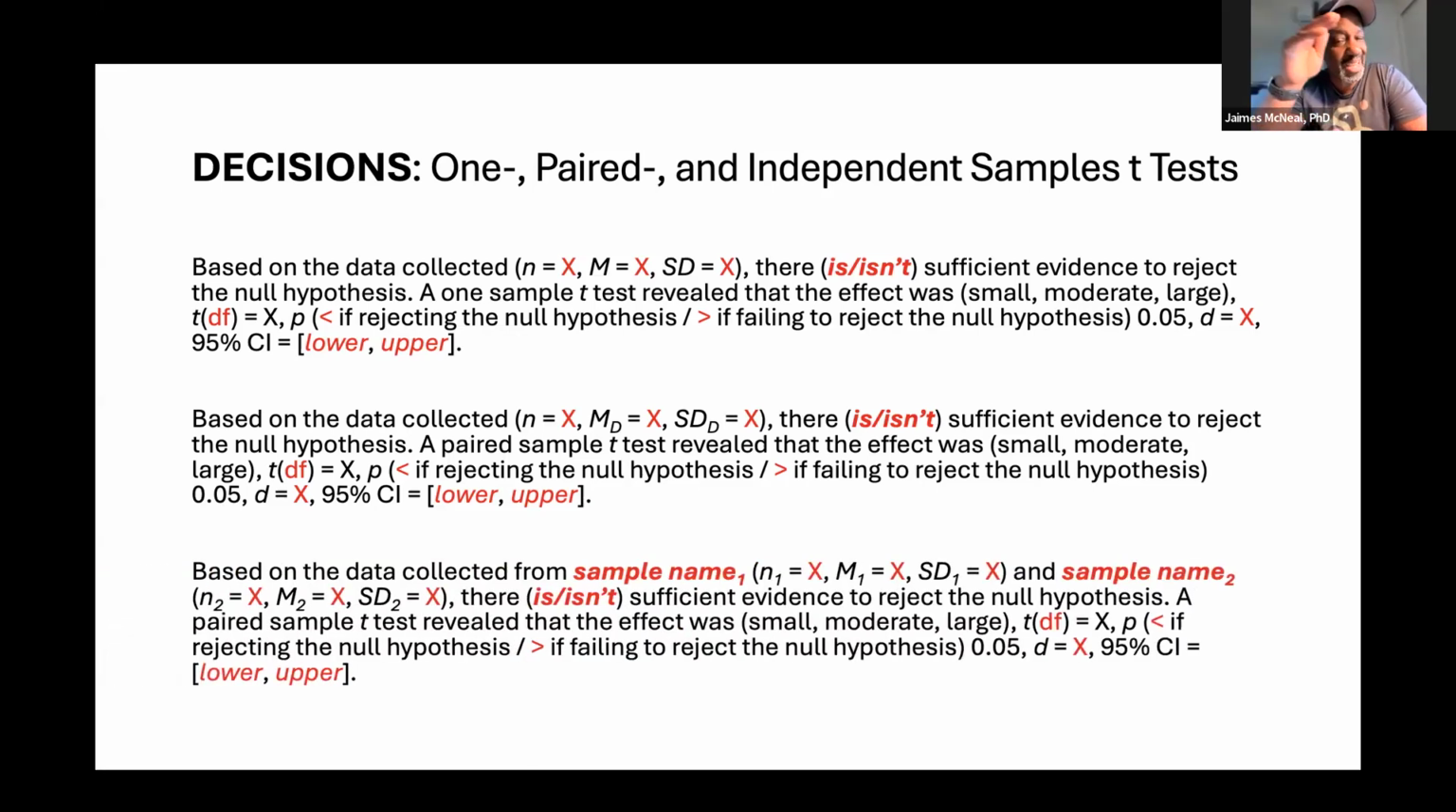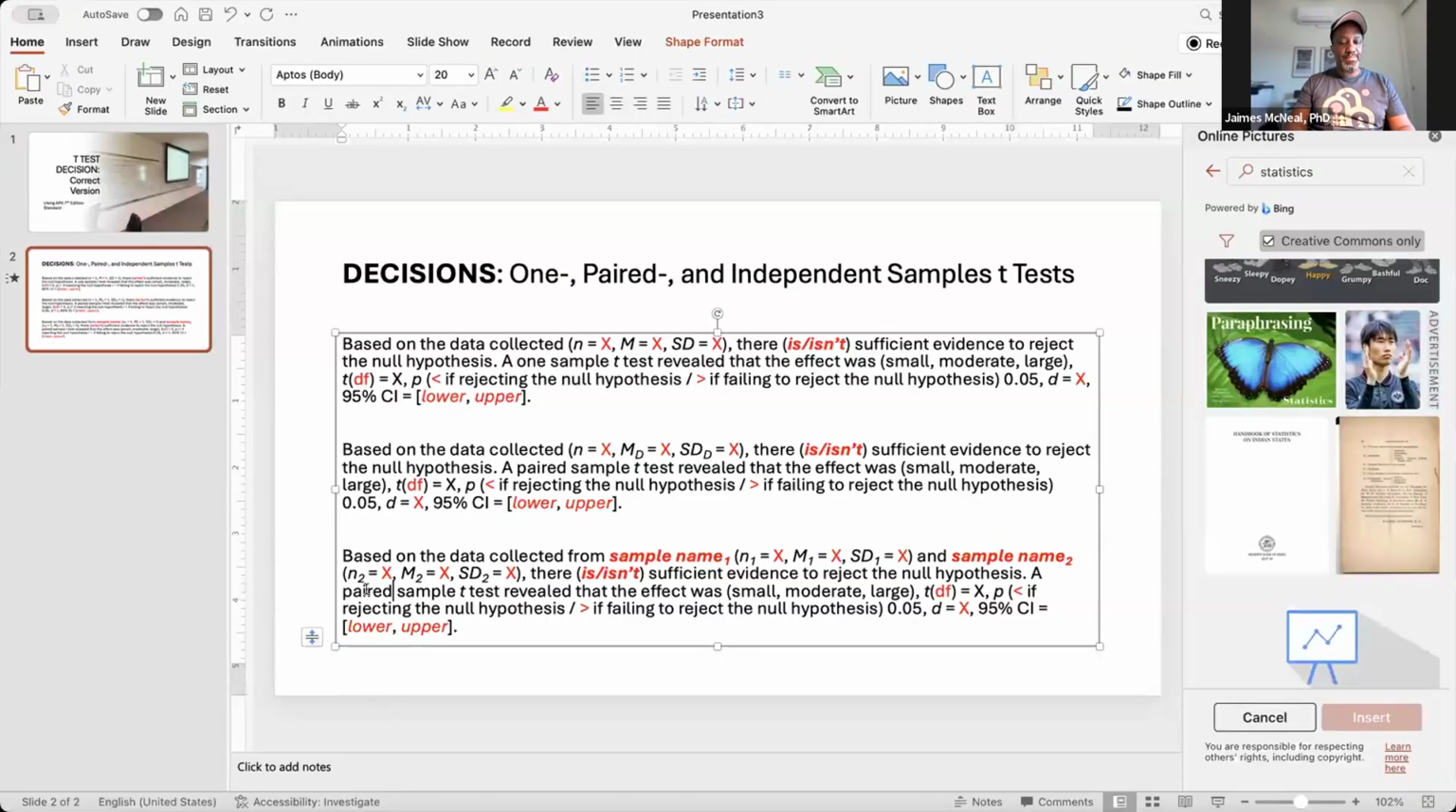For independent sample t-test, now we have to blow it out because we're looking at two different samples. Based on the sample collected from sample name 1, N1, M1, SD1. So we're giving the descriptive statistics for the first sample, and now we're labeling it differently for the second sample. Again, there is or there isn't sufficient evidence. A paired sample t-test. Here we said, oops, I did that again. It is not a paired sample, but an independent sample.